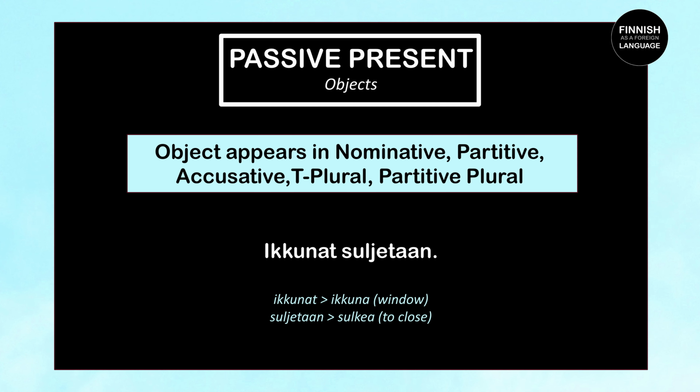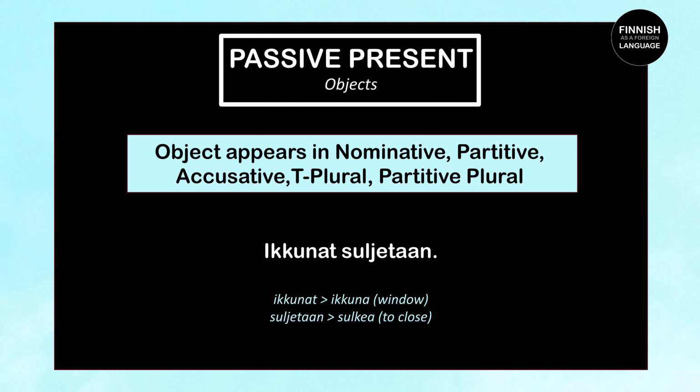Next one. Ikkunat suljetaan can be translated as the windows are closed or the windows are getting closed. So ikkunat is T plural because we're talking about specific windows. Not all the windows, but specific windows. And suljetaan is our passive present of the verb sulkea, which means to close. Ikkunat suljetaan. The windows are getting closed.